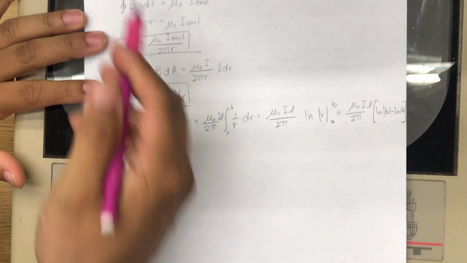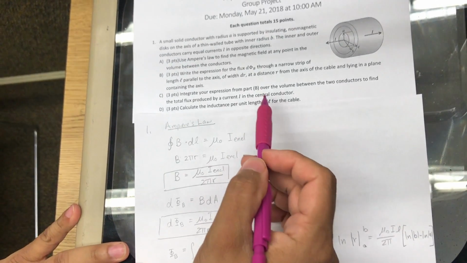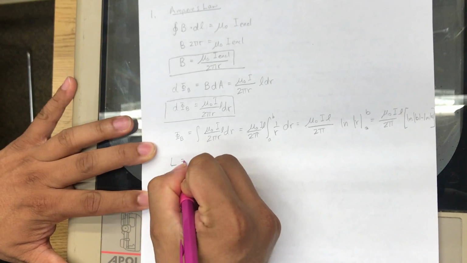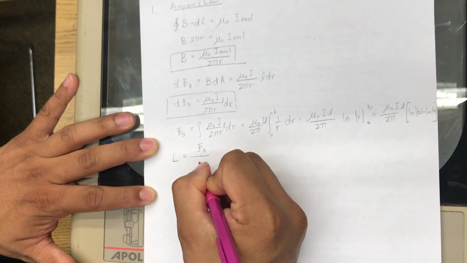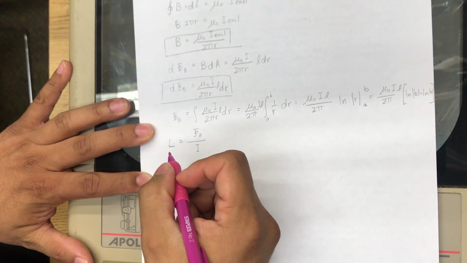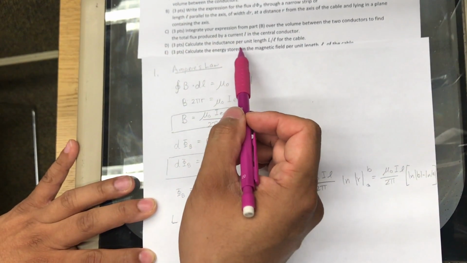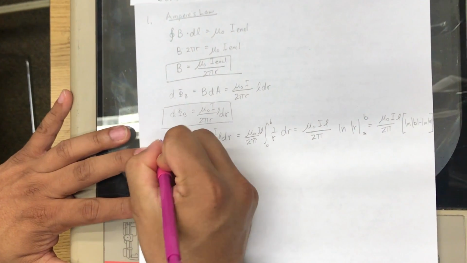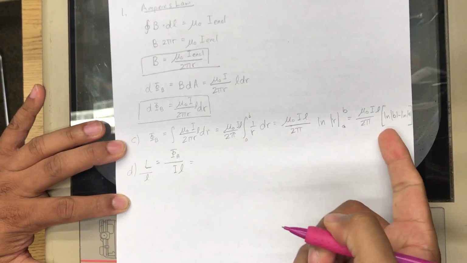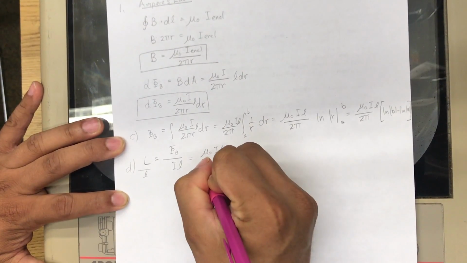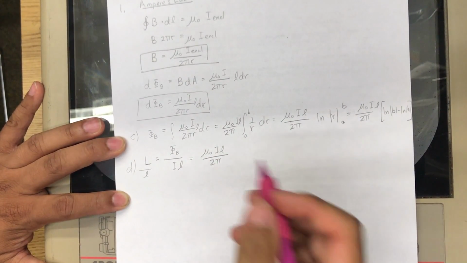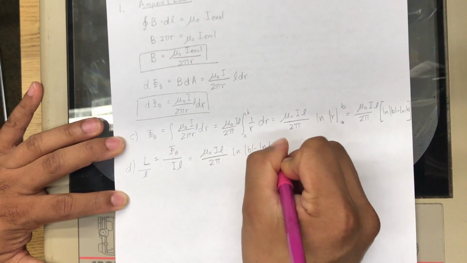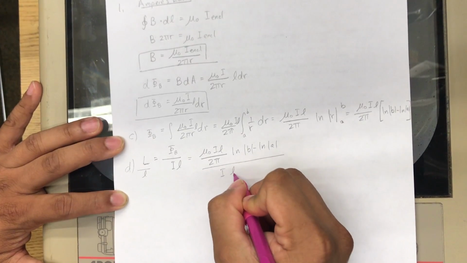Okay, next, calculate the inductance per unit length, L over small l, for the cable. Now we know that L will equal the magnetic flux over the current. And they want the inductance per unit length, so we will divide both sides by l. This is part D. We have the magnetic flux from part C, so we just plug in: mu naught I over 2 pi, natural log B minus natural log of A, all over current times l.